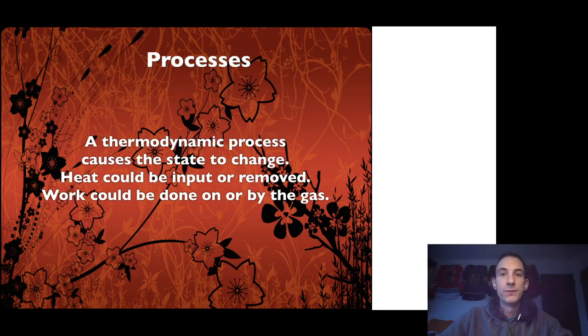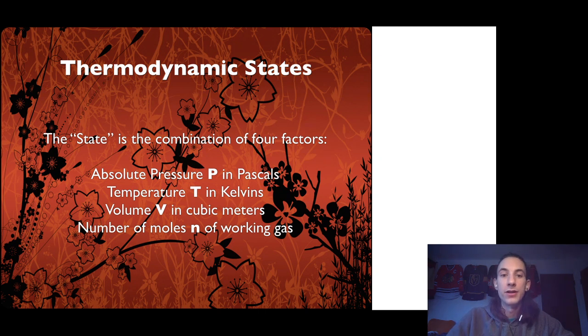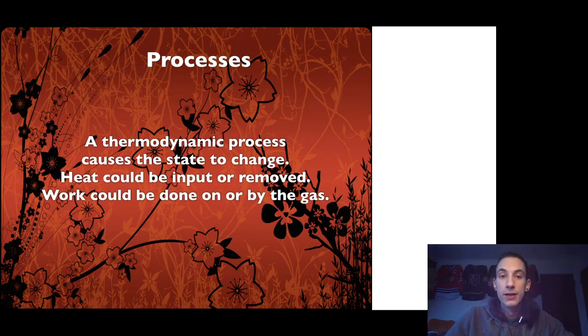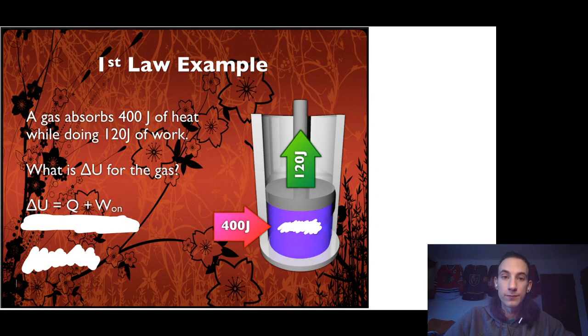And a process, if we're going to define a thermodynamic process, is really just changing our state. So how are we changing our state? How are we changing the pressure? If we change our pressure, that was a process. If we change our temperature, that was a process. If we change our volume, that was a process. If we change our number of moles, that's a process. If we change any of those, we could change all of them, we could change one of them, two of them, three of them. That's a process, causing some sort of state to change.